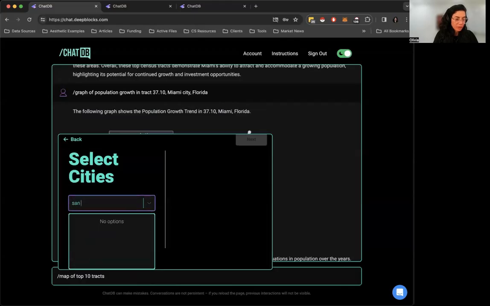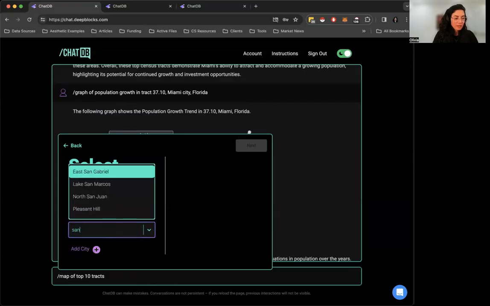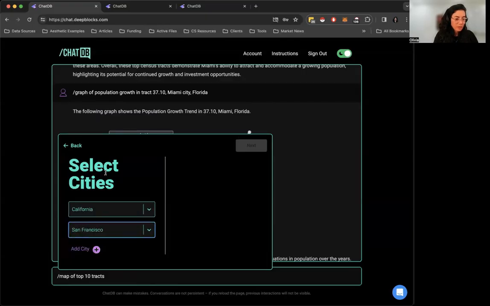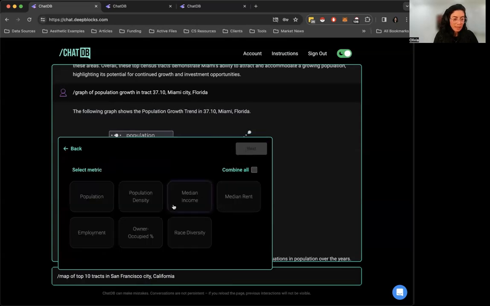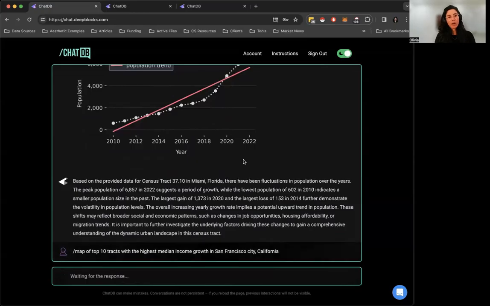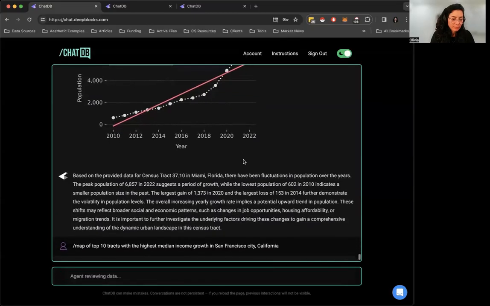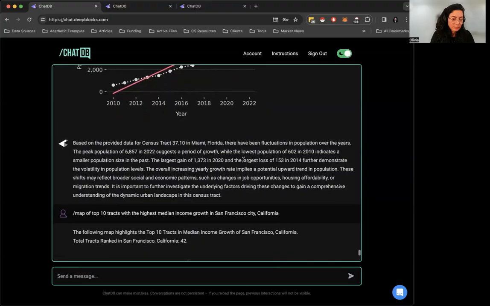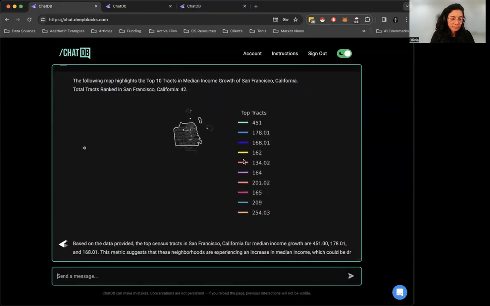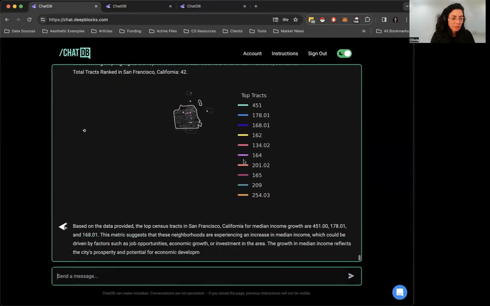Let's go to San Francisco. Oh, first I have to go to California. San Francisco. I'm going to add the city. And let's look at median income. Where in San Francisco has the median income increased the most? Interesting.